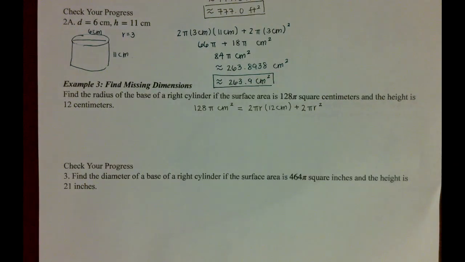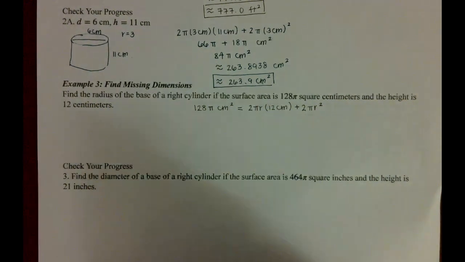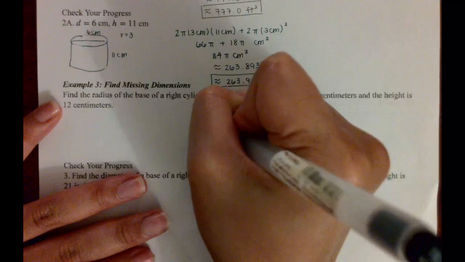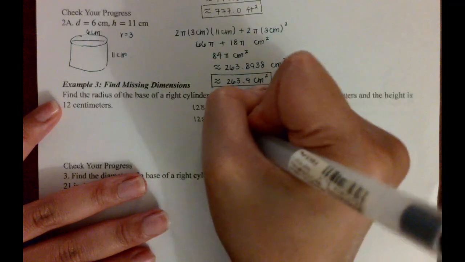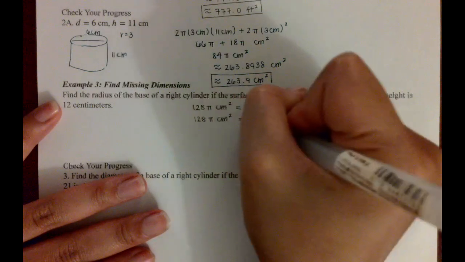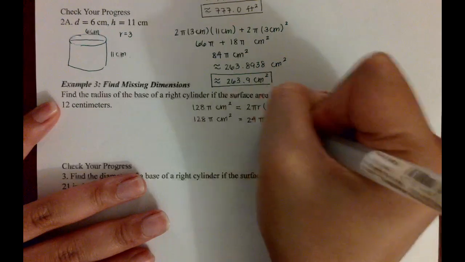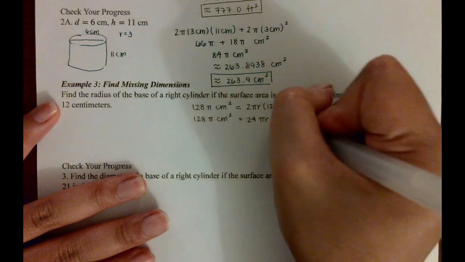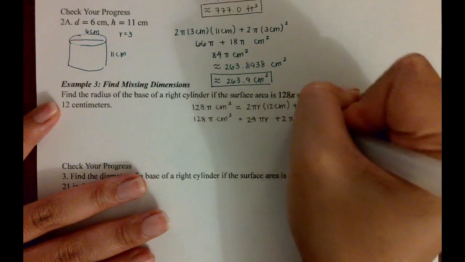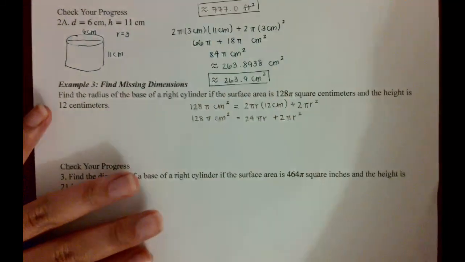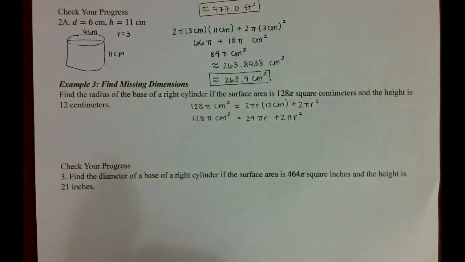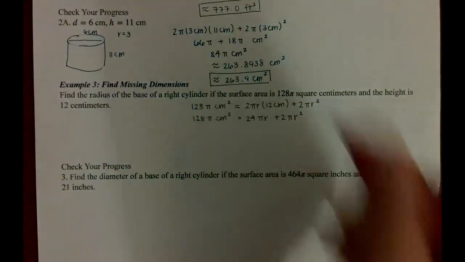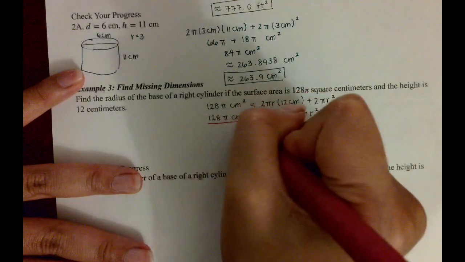Okay. So now I'm going to simplify. So this is 128 pi square centimeters equals 24 pi times radius, because 2 times 12 is 24, plus 2 pi radius squared. Okay. So note that each of these are divisible by 2 pi, so I'm going to do that by making it a little bit simpler.